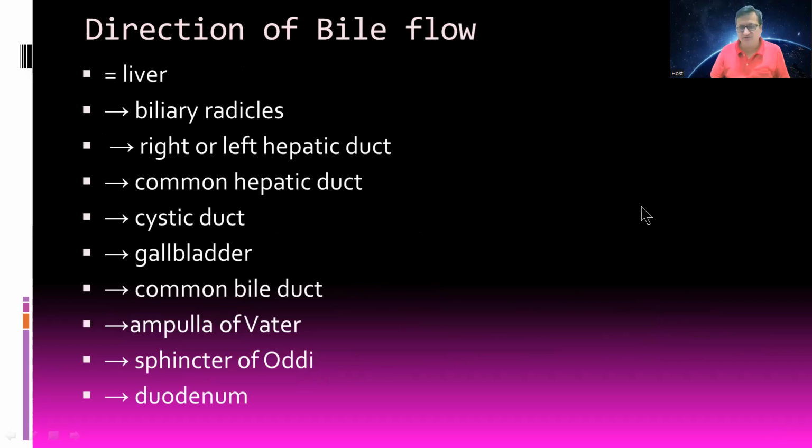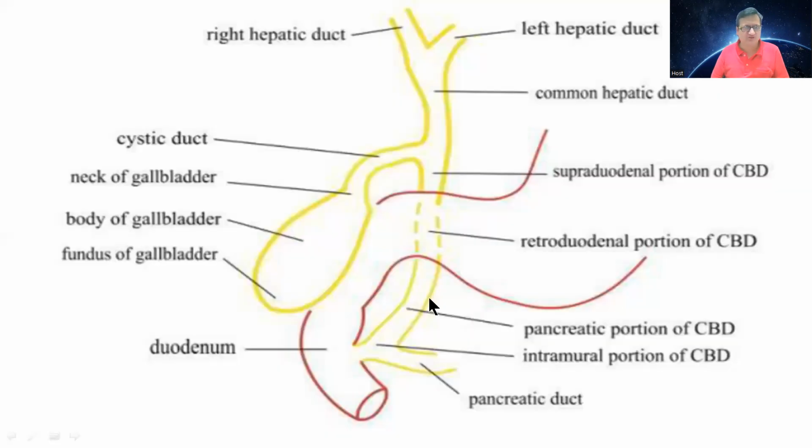So bile flow is like this: from the liver, bile is formed and enters the biliary radicals. From the biliary radicals it goes into the right and left hepatic ducts, then into the common hepatic duct, then the cystic duct, then the gallbladder, then the common bile duct, then the ampulla of Vater, then through the sphincter of Oddi into the duodenum. So this is the normal pattern.